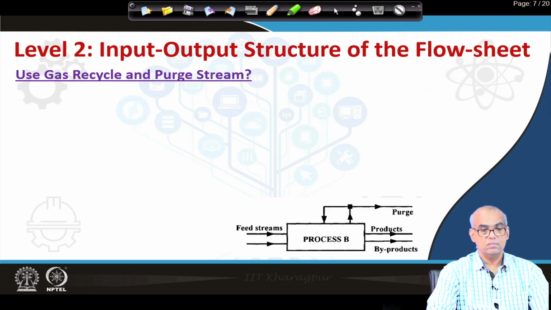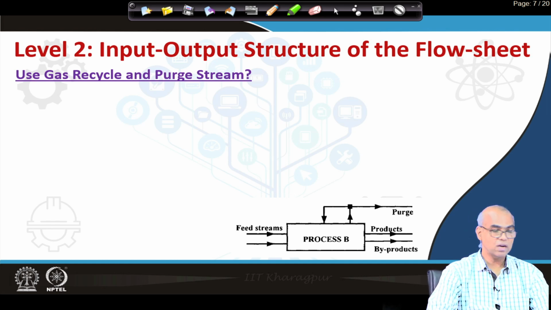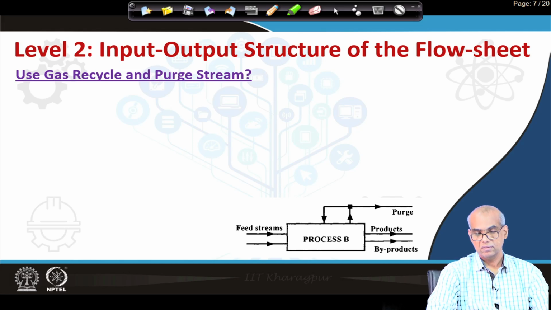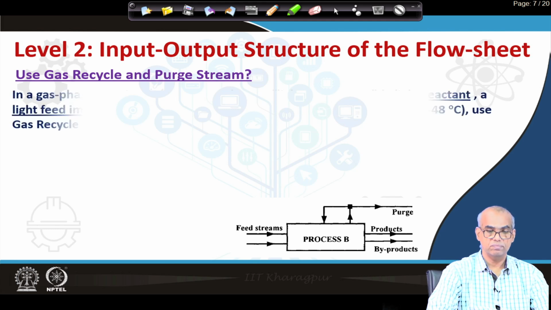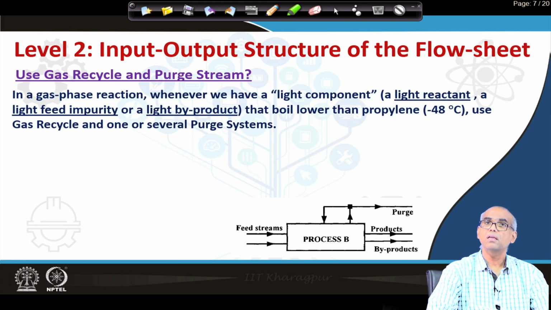Next, whether to use gas recycle or purge stream. So, what design guidelines or heuristics are available? Look at the flow sheet. You have the purge stream as well as the recycle stream. So, that is to use such gas recycle and purge stream in a gaseous reaction.